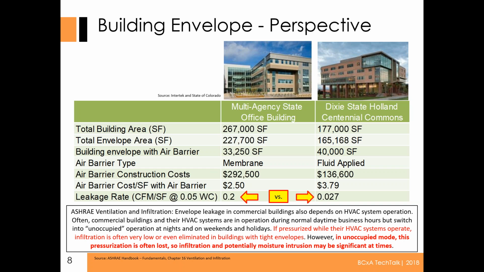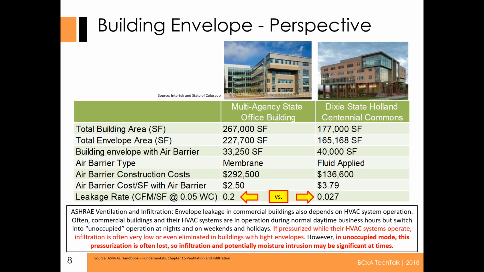And in the left building, a very poor example was leaking 0.2 CFM per square foot versus 0.027 CFM per square foot. So the building on the right there is extremely better. Even though different costs, different types of air barriers, etc., the buildings are not exactly the same size, but just want to highlight that as we start focusing.